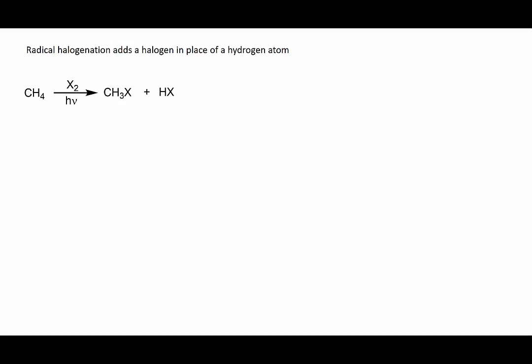Now we're going to talk about the selectivity of radical halogenation reactions. Again, radical halogenation reactions will add a halogen in place of a hydrogen atom. Before we talked about chlorination, but you can also use bromination. In a chlorination reaction, you should recall that the secondary product is favored, but you will also get a mixture of the primary alkyl chloride.